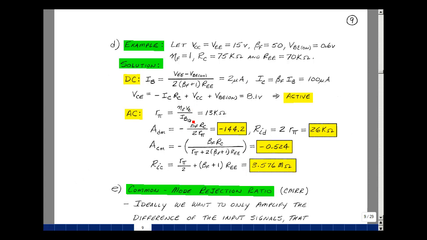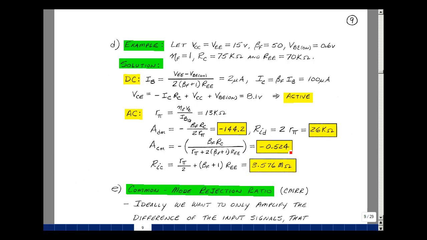ADM was minus beta F RC over 2 R pi. 50 times 75K divided by 2 and 13K, I get minus 144.2. R sub ID is twice R pi, so twice 13K is 26K. The common mode gain, though, is this expression, which is 50 times R sub C, which is 75K over 13K plus 2 times the quantity 51, but then times 70K.